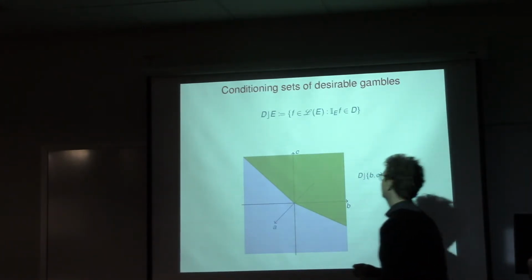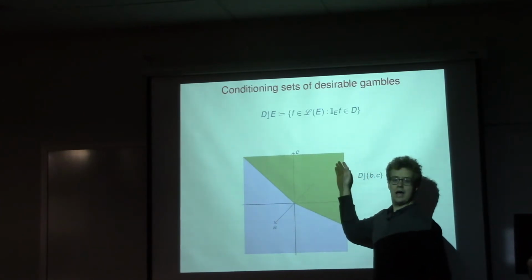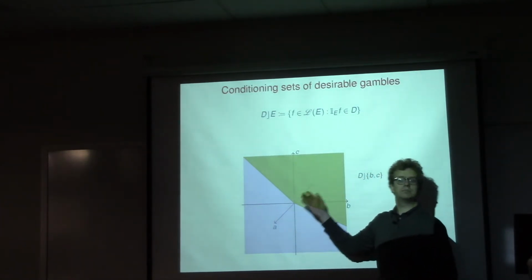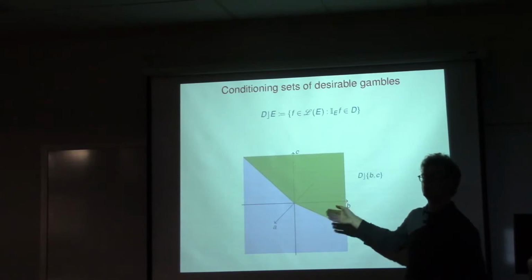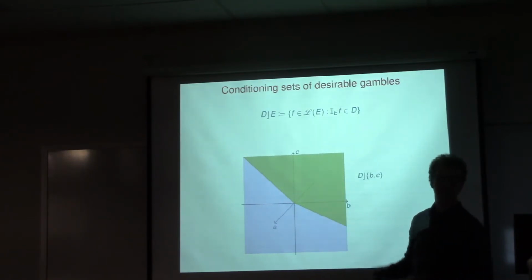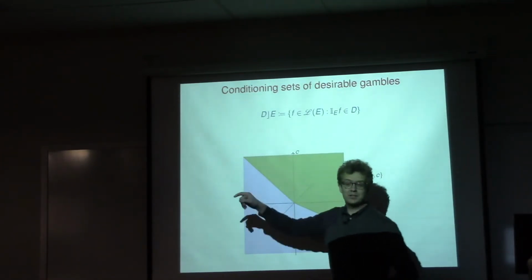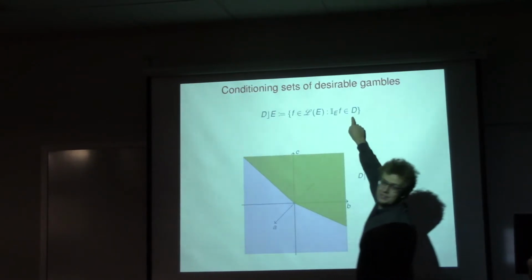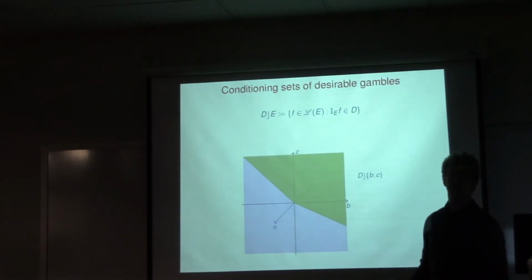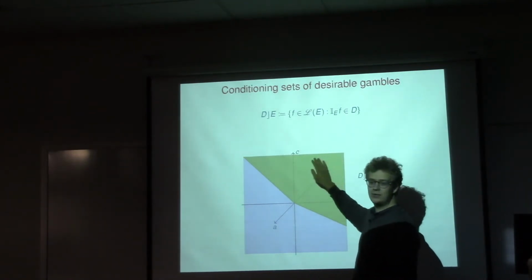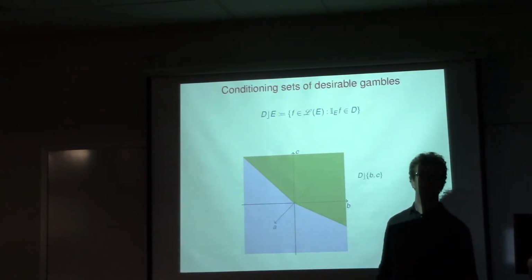Why is it not empty? Well, this linear space of called-off gambles contains positive called-off gambles. For instance, 1 on E and 0 outside E. And every positive gamble is in my original coherent set of desirable gambles. So it's not empty, and therefore it's a convex cone. So the result is always a coherent set of desirable gambles.